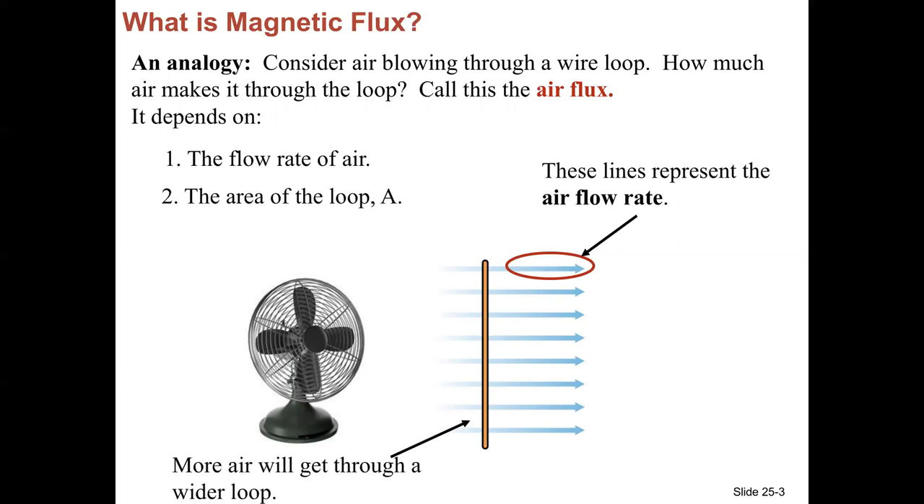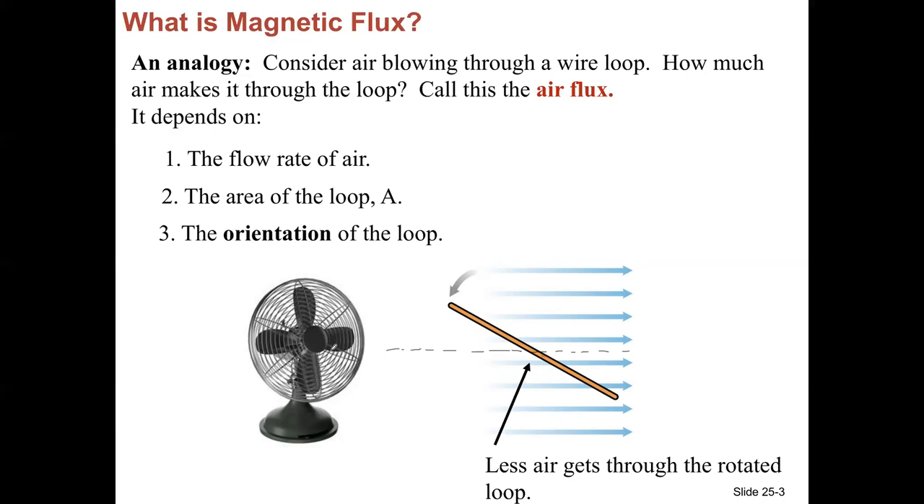So for instance here, let me take my pen and draw a perpendicular line here. So right now, we could call this the axis of the loop. Right now, it's pointing directly at the fan. If we rotate the loop like this, then less air gets through, with everything else the same: the area of the loop the same, the flow rate of air the same. Less air is going to be able to get through the loop if we rotate it at an angle like this. And you can see this clearly, lines of flowing air now miss the loop.